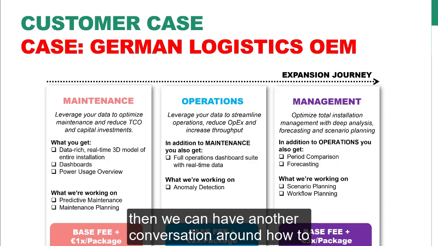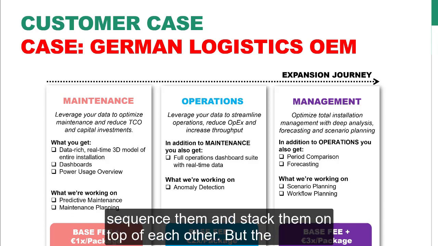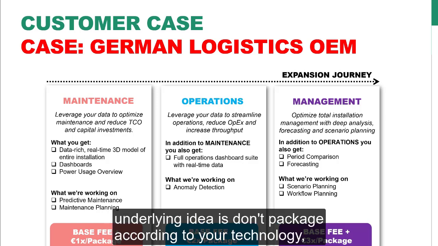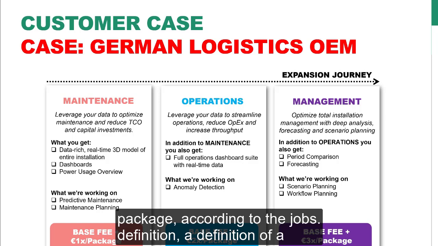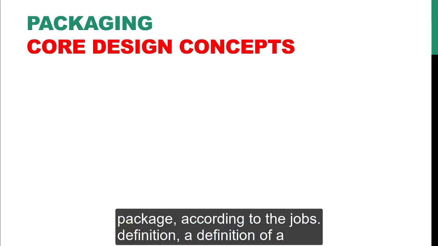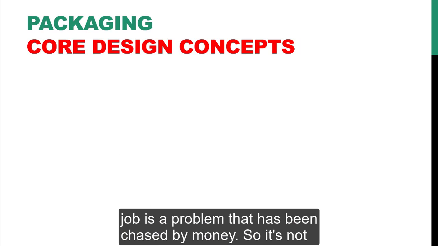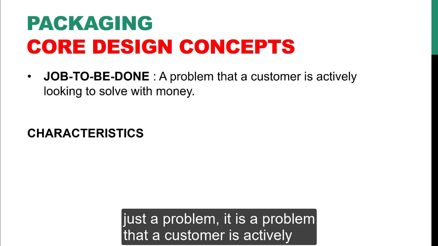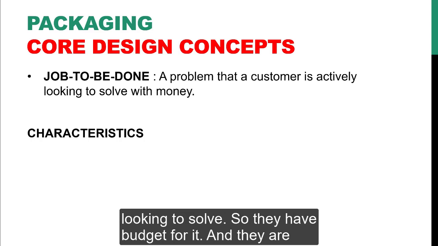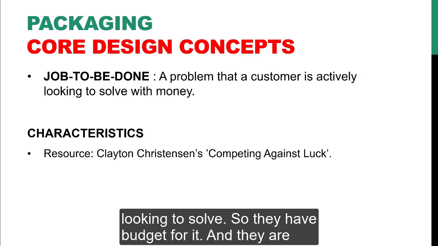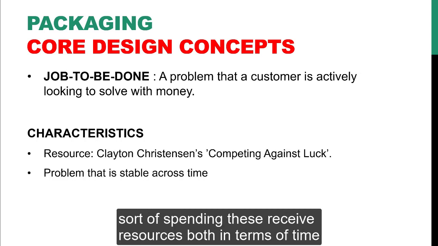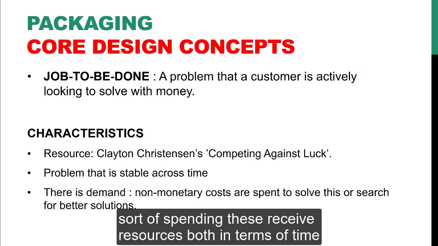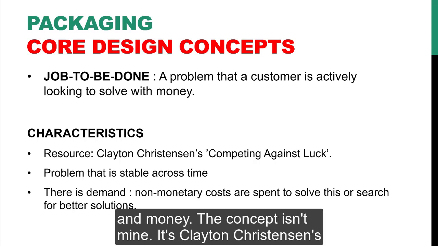And then we can have another conversation around how to sequence them and stack them on top of each other. But the underlying idea is, don't package according to your technology, package according to the jobs. The definition of a job is a problem that is being chased by money. So it's not just a problem. It is a problem that a customer is actively looking to solve. So they have budget for it, and they are realizing they have this problem. They're already sort of spending these, let's say, resources, both in terms of time and money on it.